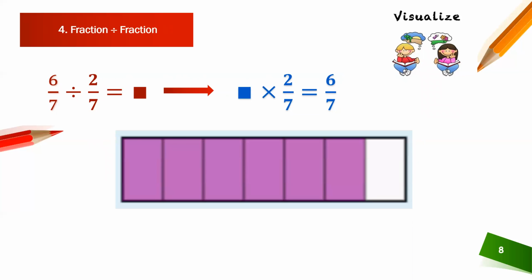But let's take a look really visually and justify that. Okay, so here's my 6/7. I am going to count how many groups of 2/7. So here's one group, 2 groups, 3 groups of 6/7.